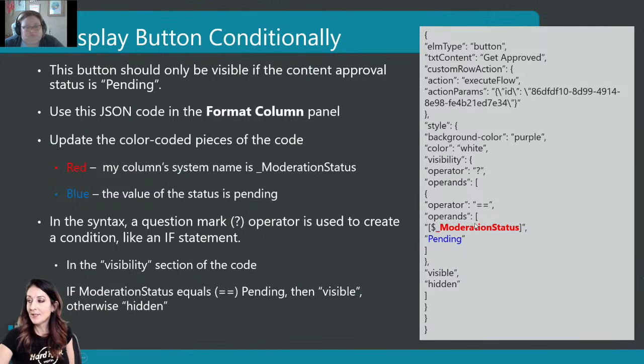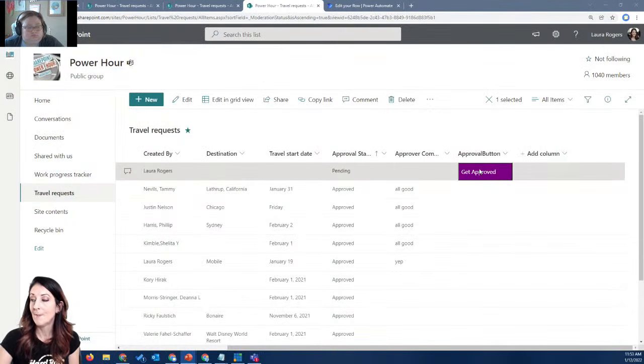So my column system name is moderation status. If you have a different column that you want to do your logic based on, then that's where you change the column name. And blue is, I want this to show when my status is this, and I want this to be visible when the status is pending. So this is where I'm using the visibility section of the code to make the button visible or hidden. I'm just saying if the moderation status is pending, I want it to be visible, otherwise hidden. So that's the logic behind making this button show.